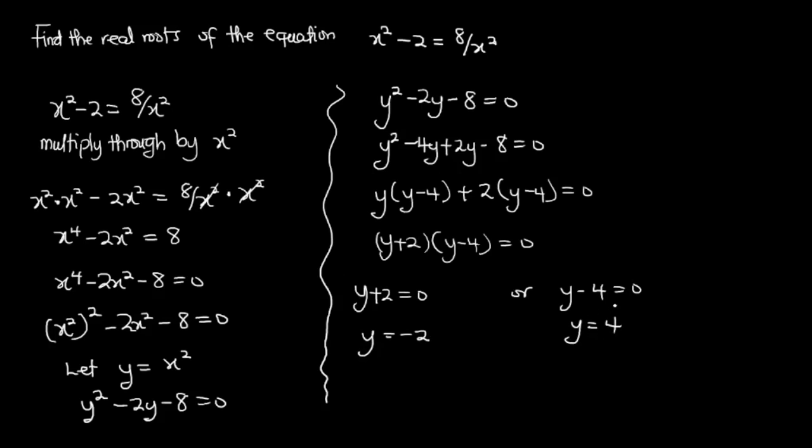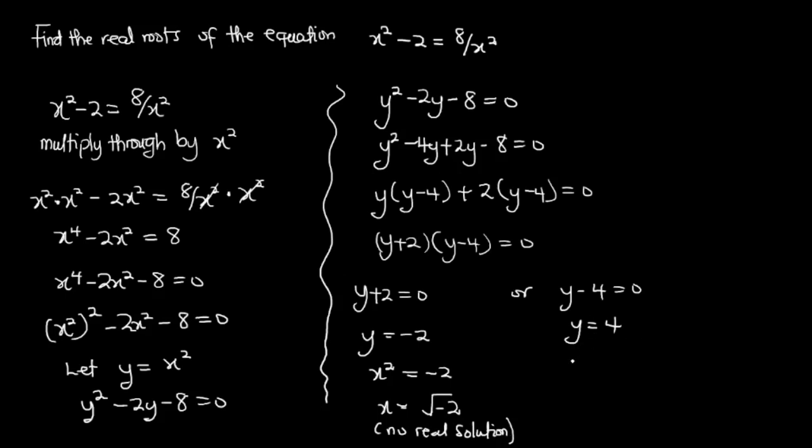Now remember, you introduced y, so you need to go back and do the substitution. But you said that x squared is equal to y, so x squared is equal to negative 2. So x will be equal to the root of negative 2. Now the root of negative 2 will give us complex numbers. So this has no real solution, so we have no real solution for this particular first term.